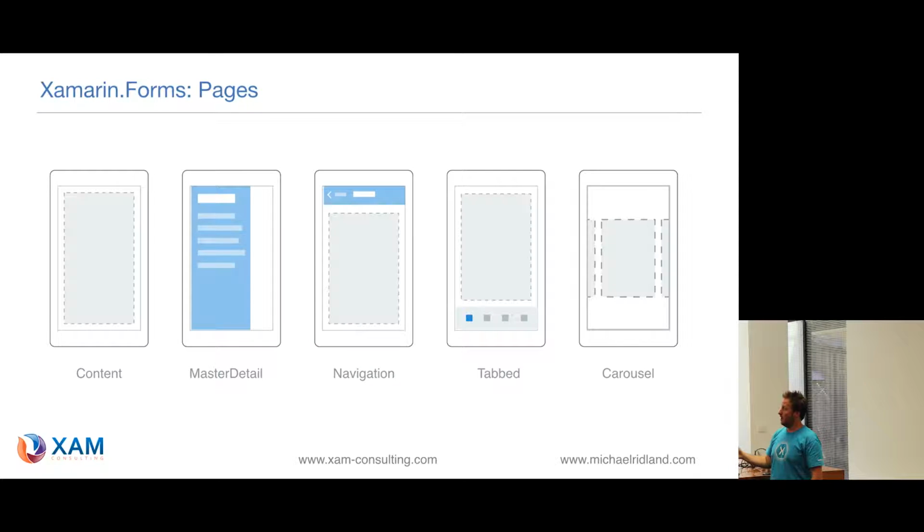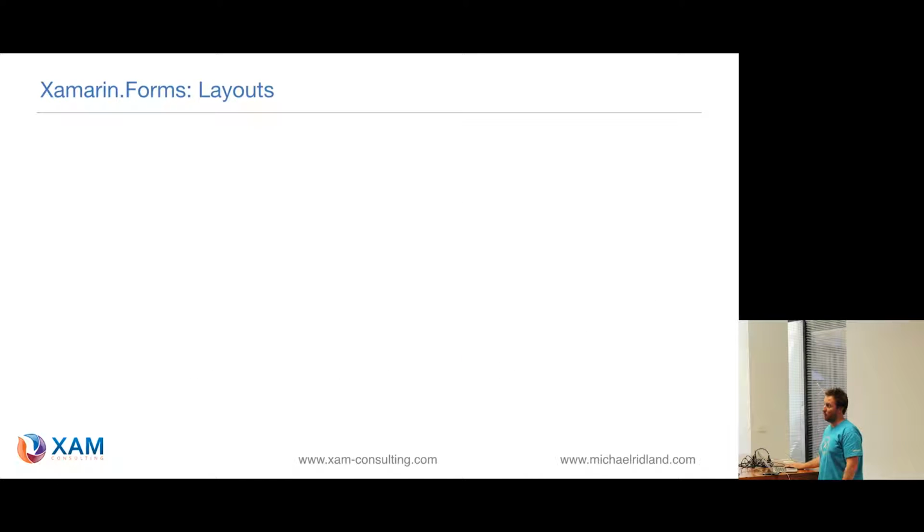But primarily, the simplest way is you would have a tab page and then a content page, or you have a navigation page and then a tab page and then a content page. So you can put these together to do whatever sort of UI you want.